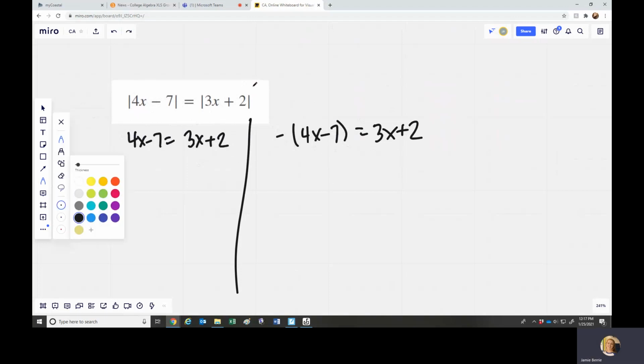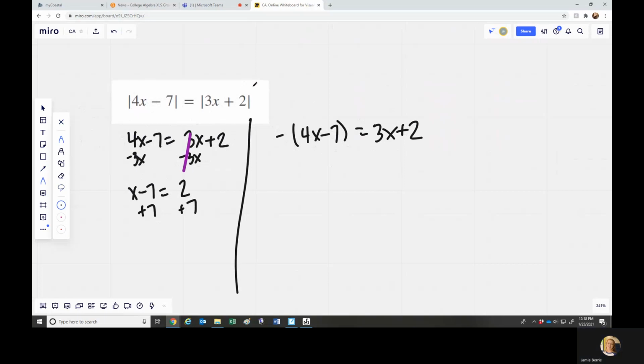Here we are going to just get all the x's on one side, all the numbers on the other side. I'm going to move over this 3x, so that cancels, and we're left with x minus 7 equals 2. Move the 7 over, and you're left with x equals 9. We'll check that in just a minute. And let's try this side.